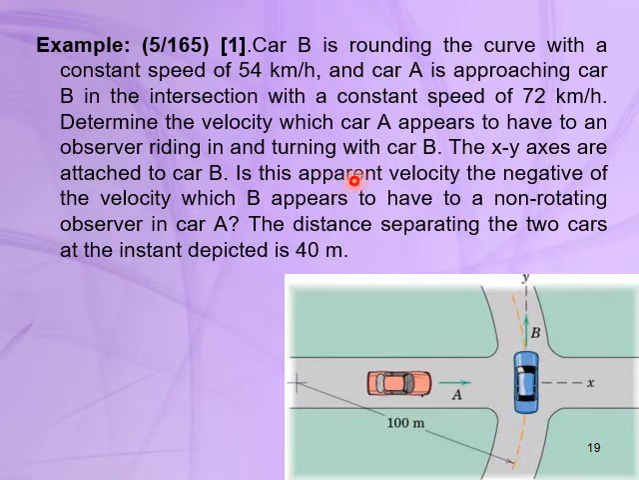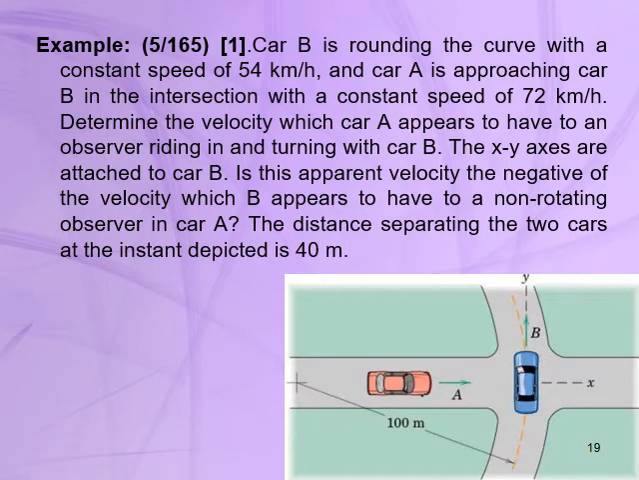Is this apparent velocity the negative of the velocity which B appears to have to a non-rotating observer in car A? So first we need to find the relative velocity between points A and B, the velocity of point B with respect to A, and the velocity of A with respect to B, and compare these two values, and then we can find the response for this question. And also the distance separating the two cars at the instant depicted is 40 meters.